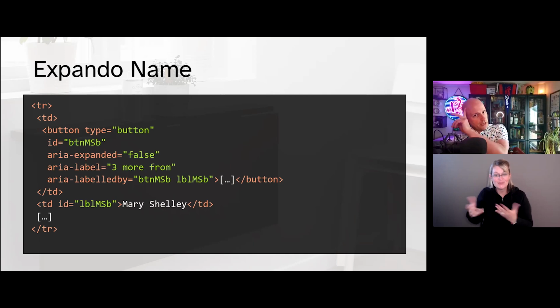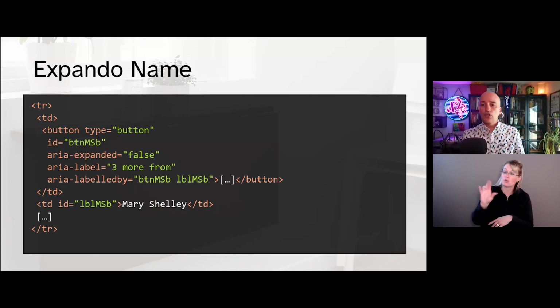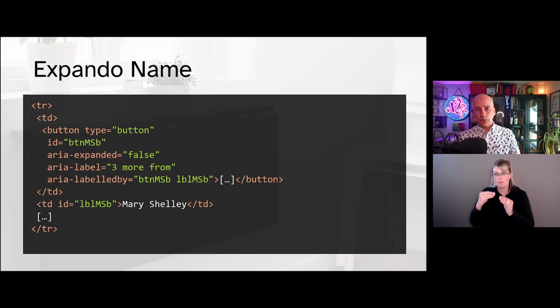The HTML code that I have here shows an ARIA label for the button, which I'm only using here for ease of explanation, just easier to show it off. The button also has ARIA labeled by that refers to itself and the row header. The row header is the author's name. So in this case, the ARIA label is "3 more from." The row header is Mary Shelley. Combine those, the compound accessible name is "3 more from Mary Shelley," and it would announce as button. So now at least you've taken some steps to manage the user's expectations.